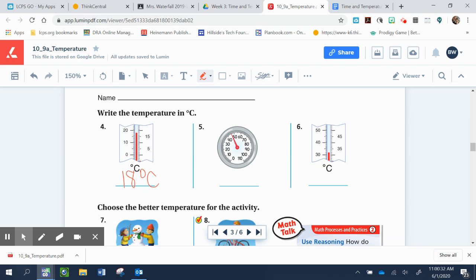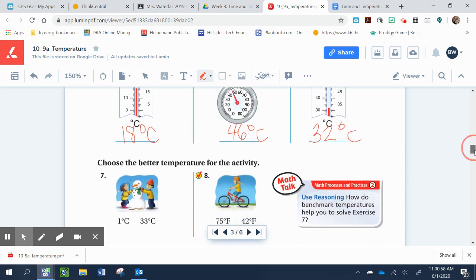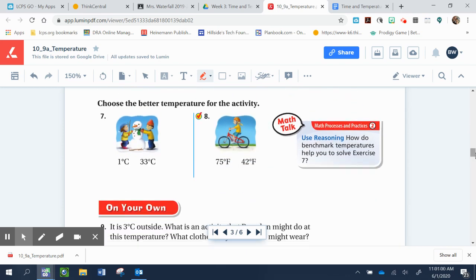Again, we have the round thermometer. And in between 40 and 50 is 45. It looks like there's a little line there, and I think it passes that. So this is going to be 46 degrees Celsius. And here again, we have 30, 31, and that looks like 32 degrees Celsius.